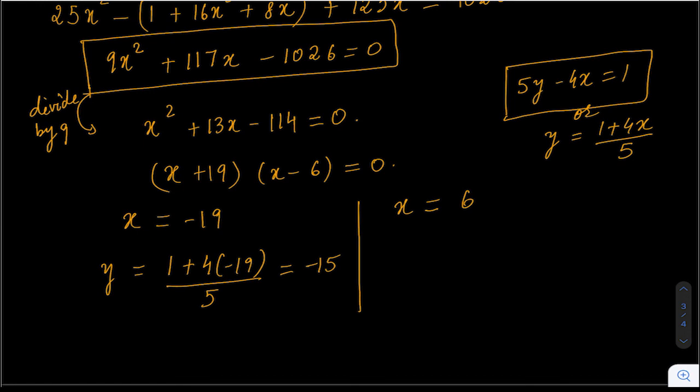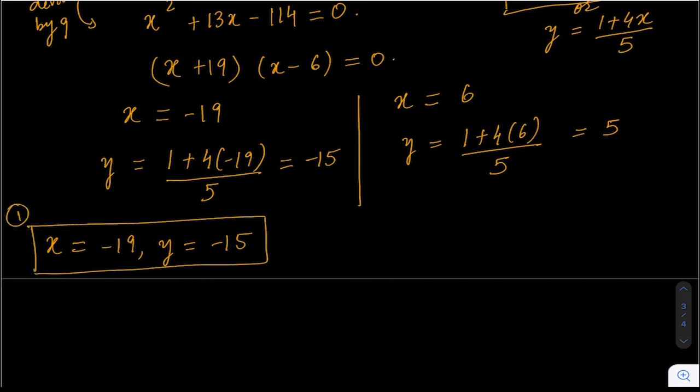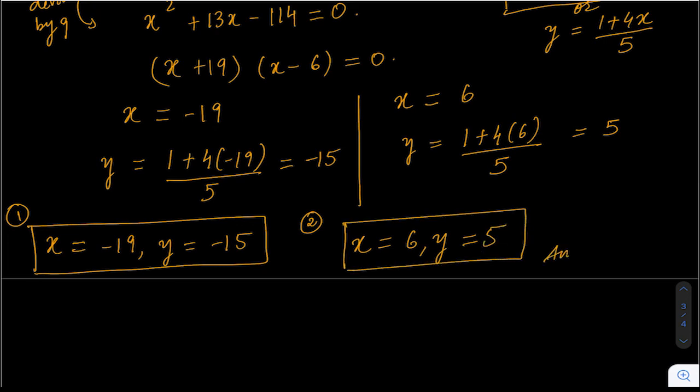Okay, so when x is 6, then y is coming out to be (1 plus 4 times 6) over 5, which is nothing but 25 over 5, which is 5. So my final answer is, when x is minus 19, my y is minus 15. That is one of my answers. And my second answer is, when x is 6, then my y value is 5. So there can be two answers in this.